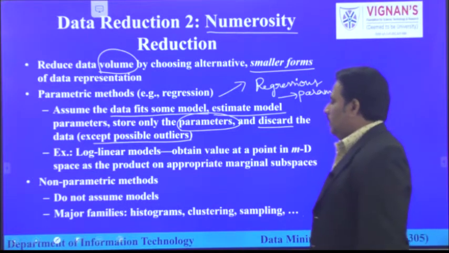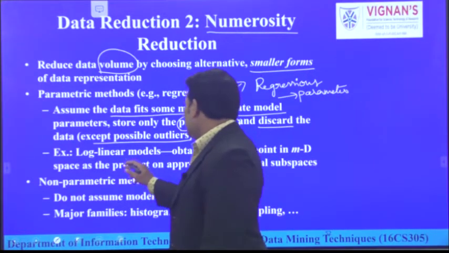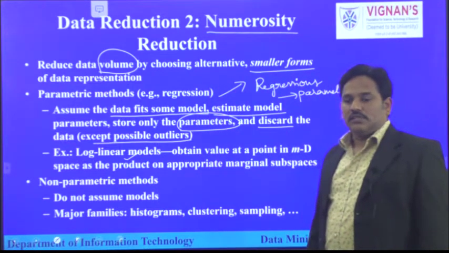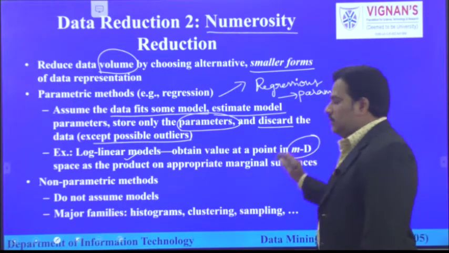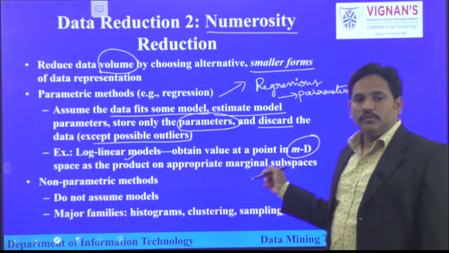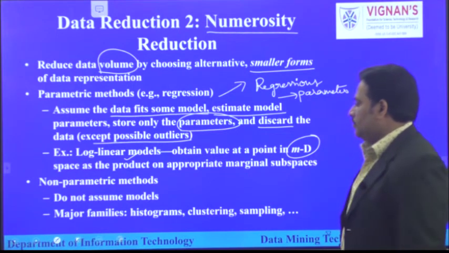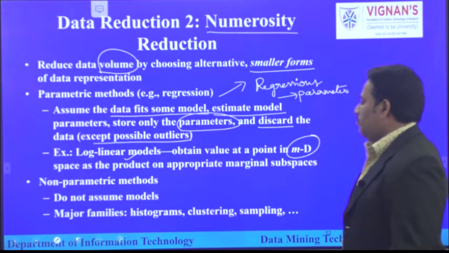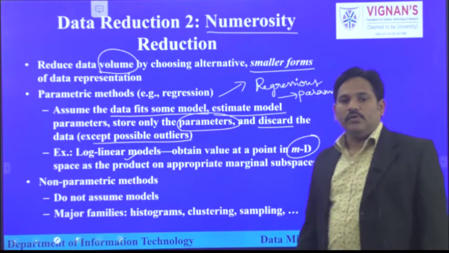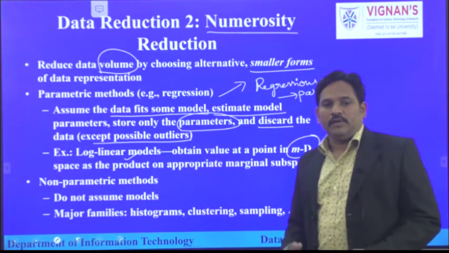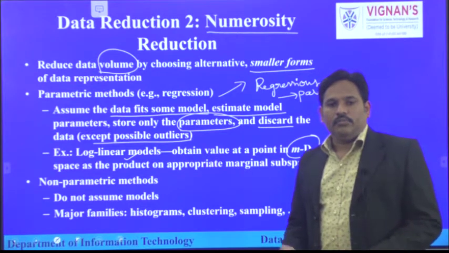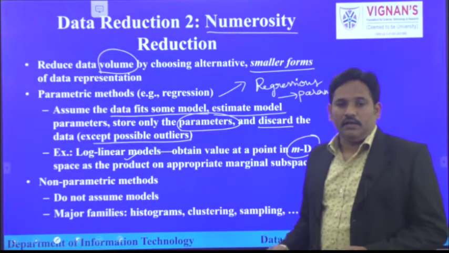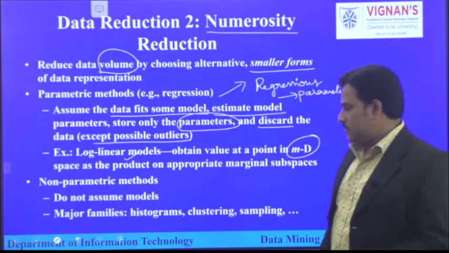So in this parametric approach, we can apply a log linear method, which is used to obtain a value at a particular m-dimensional space. Here we can apply either 2-dimensional, 3-dimensional, we can go for up to m-dimensional in maximum. So in this m-dimensional maximum dimensionality space, the product of appropriate marginal subspaces is going to be derived. That means comparison between all the attributes and the parameters are going to be observed, and best values are going to be taken in that m-dimensional space.